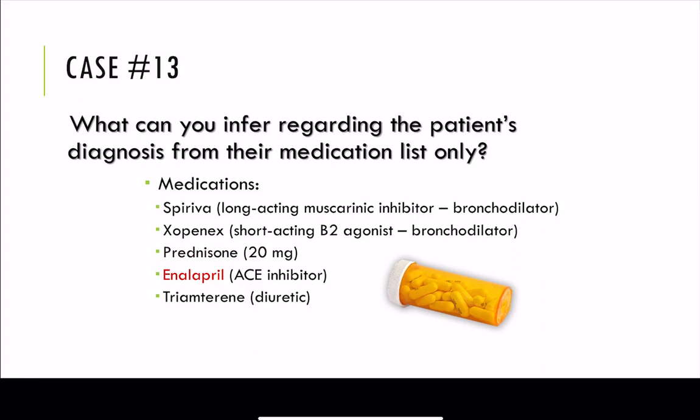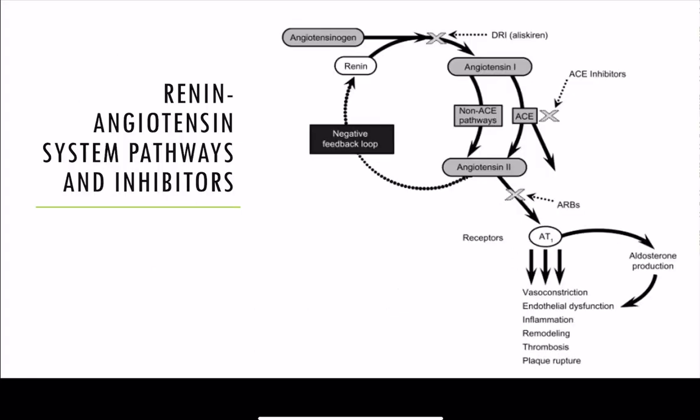The -prils are ACE inhibitors. So let's just talk about that med as a quick review. ACE inhibitors are going to block the action of the renin-angiotensin system. So renin gets released from the kidney, and the ACE enzyme is what converts angiotensin 1 into angiotensin 2. Angiotensin 2 is the active hormone of the renin-angiotensin system.